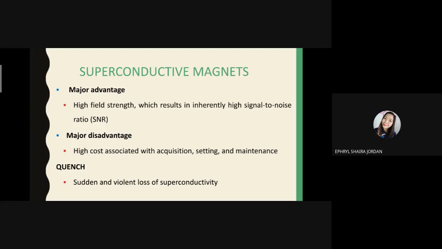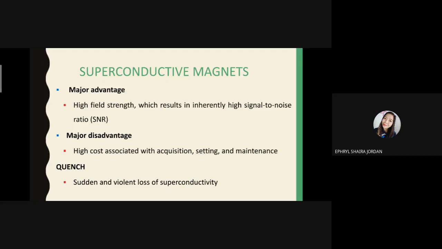Isa pa, let's discuss quench could also occur. So, what is quench? Quench is the sudden and violent loss of superconductivity. Usually, quench could occur if there is a leak or there is a sudden release of the cryogen. So, mawawala talaga ang superconductivity niyan. So, that is what you call quench. Sudden and violent loss of superconductivity.